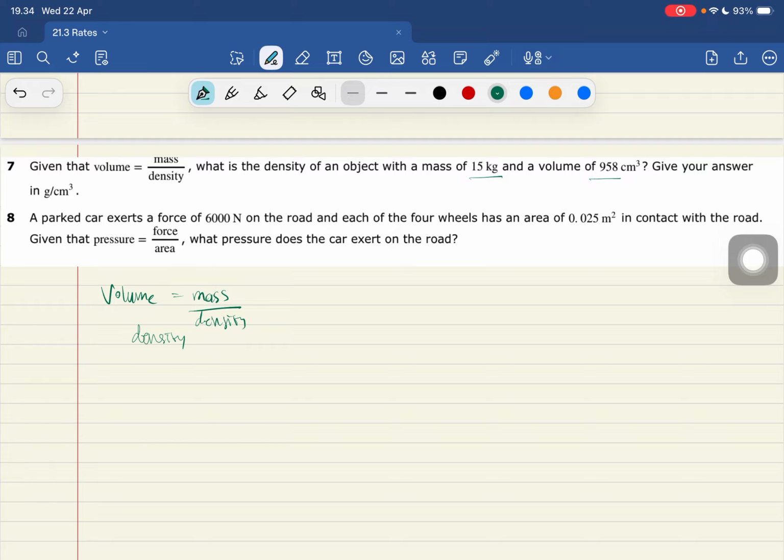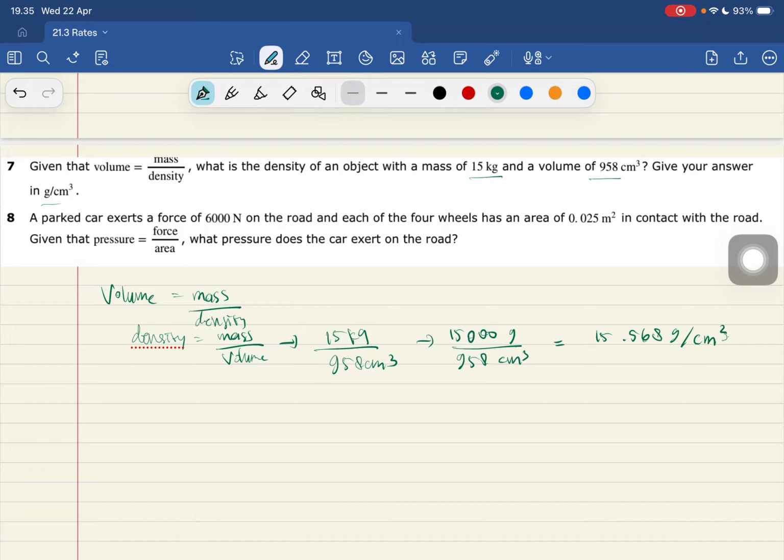958 centimeter cube. Okay, as they would like to make it into gram, we need to change the unit. So 15 kilogram to gram. So we can just multiply by 1,000. It's gonna be 15,000 gram divided by 958 centimeter cubic. So it's gonna be 15.568 gram per centimeter cubic. Okay, next.